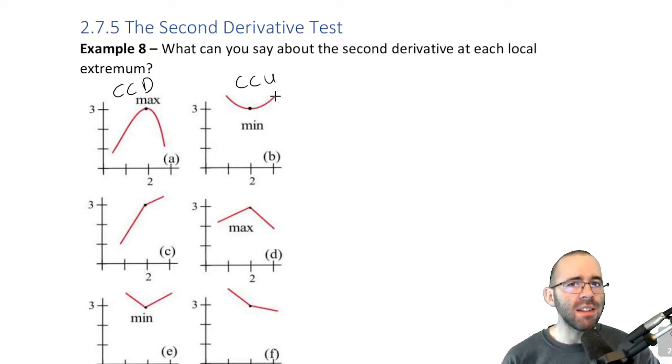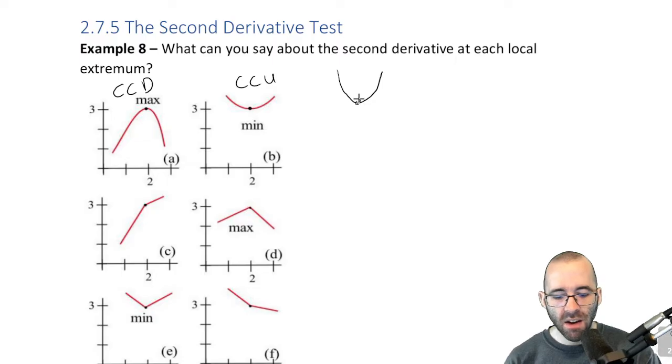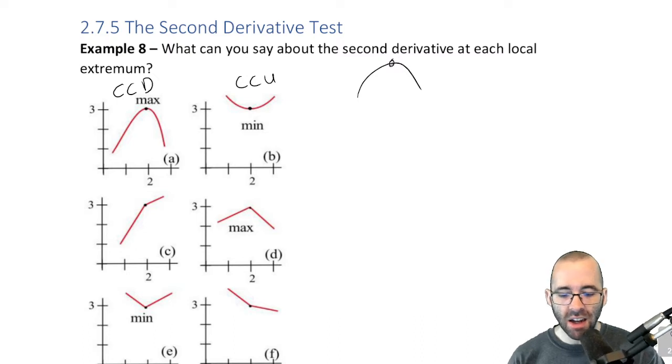Remember when I explained concavity and I said, well, a lot of times we can think of concave up things as looking like this. Concave up things are going to have minima. And I said, we can think about concave down things as looking kind of like this. Concave down things are going to have maxima. That's basically the second derivative test.